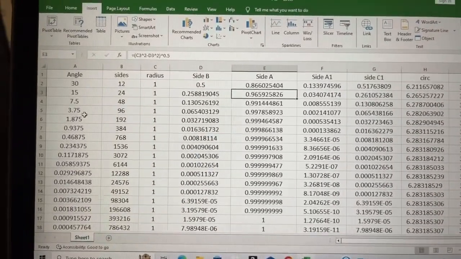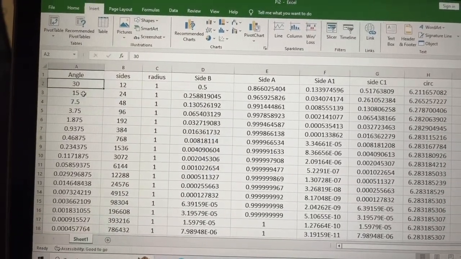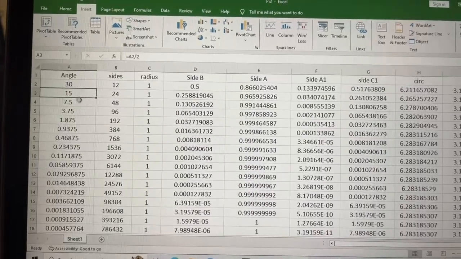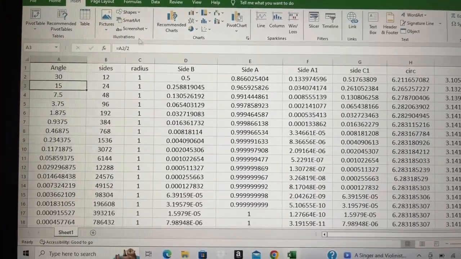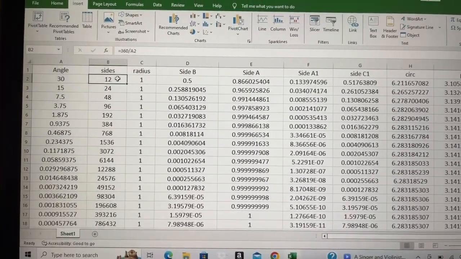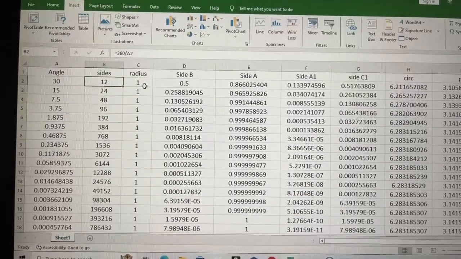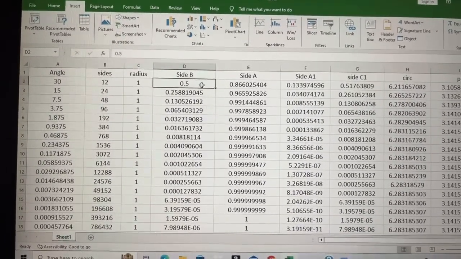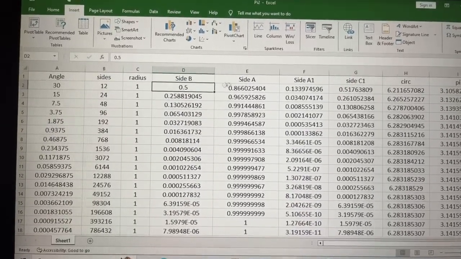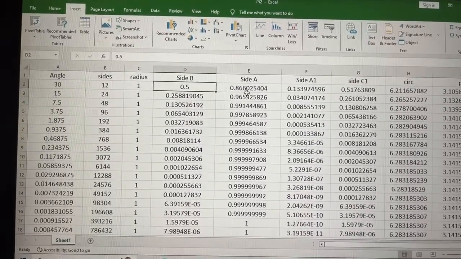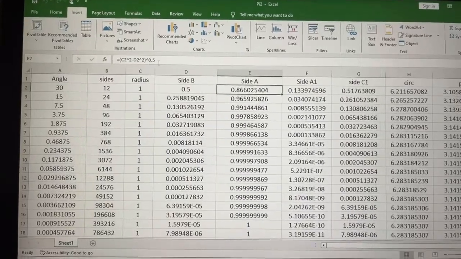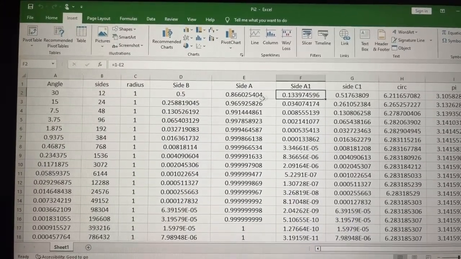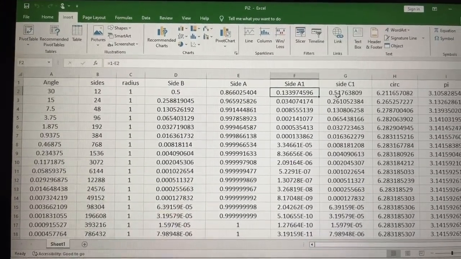So here's the formulas. Just start with 30 and then divide by 2 all the way down, and then drag and drop all the formulas. And there's the formulas there. Number of sides is 360 divided by angle. Radius stays as 1. Side B starts as 0.5, as I showed on the diagram. A is Pythagorean theorem. A1 is just 1 minus A.